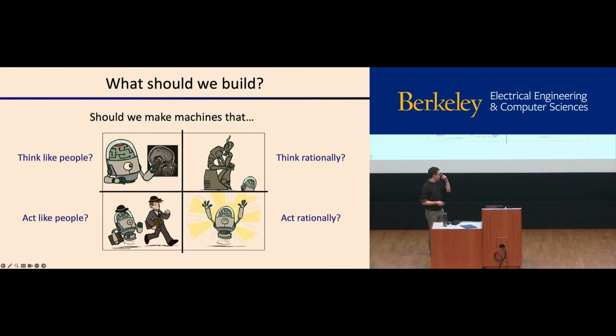So maybe there's this fourth quadrant. Maybe we should be acting rationally, right? Maybe this is the key to all of it.